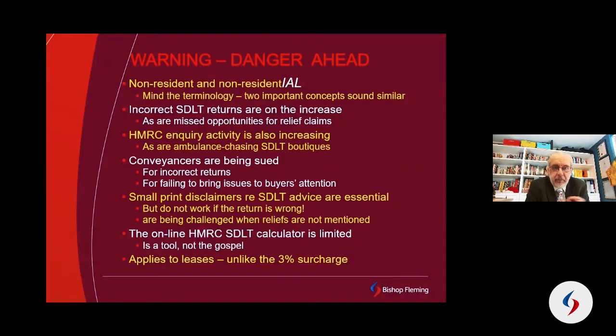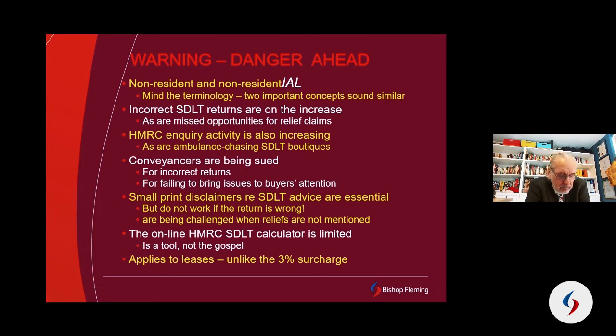So, wrap up time. What do you need to watch out for? And really, this surcharge is full of danger. It's complicated, it's illogical, people will get caught out. First off, an easy one, non-resident or non-residential, two very similar phrases, don't get them mixed up. It's unfortunate they sound so similar, rules are completely different, different surcharges apply. We're going to be tripping over our tongues, but that's a minor point.